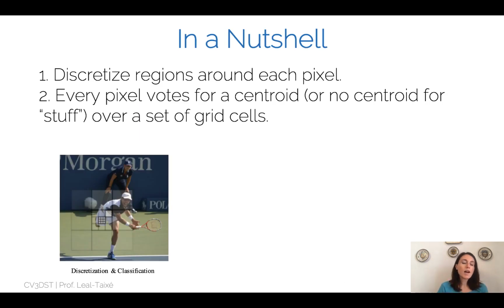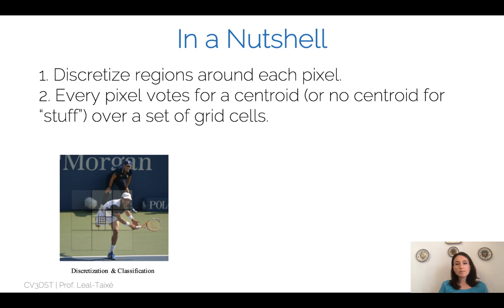So in a nutshell, how does this method work? Well, first of all, we need to make a decision for each pixel. What we're going to do is discretize the regions around each pixel, right? The pixel has a neighborhood. We're interested in looking at the neighborhood in order to make a decision about the centroid. So each pixel has to vote for the centroid of the object that it belongs to, so it needs to have an idea of what is going on around it.